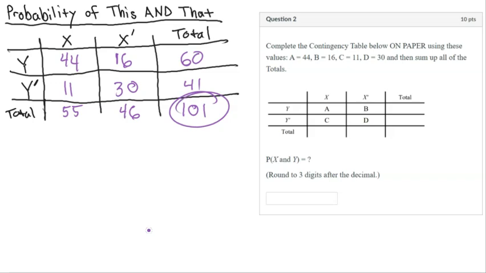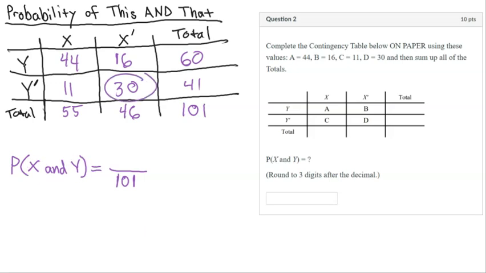And we need this number again. When we do the probability of one event and the other event, it's out of all of them. So it's going to be out of 101. Okay? So the probability of X and Y occurring, both of them happening, is going to be equal to something out of the total of 101. So how many of them out of 101 include both X and Y?